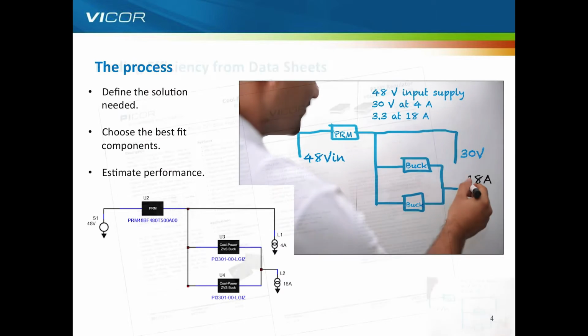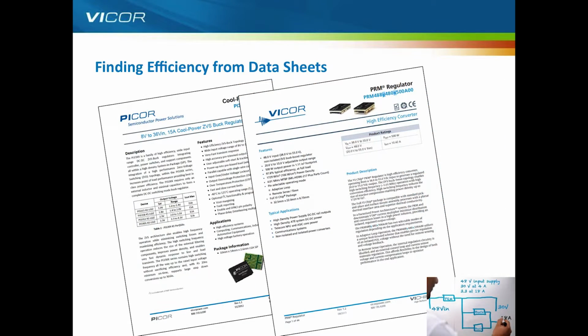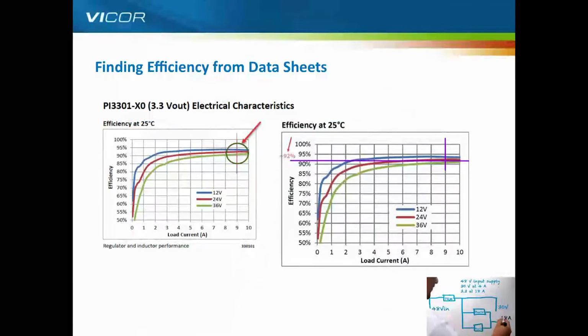So, the first thing you would need to do is pull the data sheets and look at efficiency numbers. So again, data sheets from us, data sheets from whoever you have as far as the components you're looking at, this would be fairly standard. And in those data sheets, of course, you need to look at the given load that you're operating at, what is the efficiency, right?